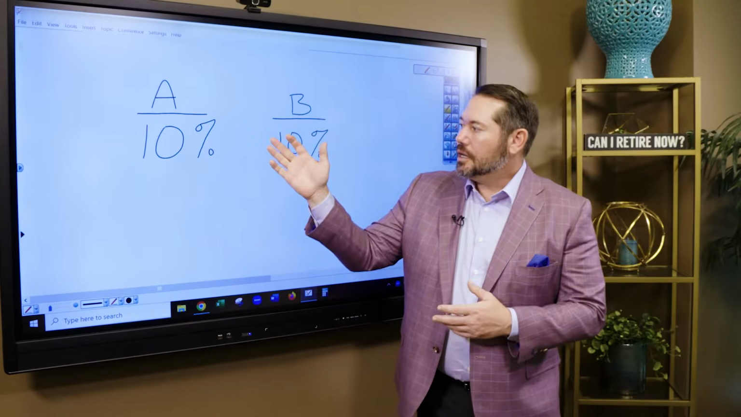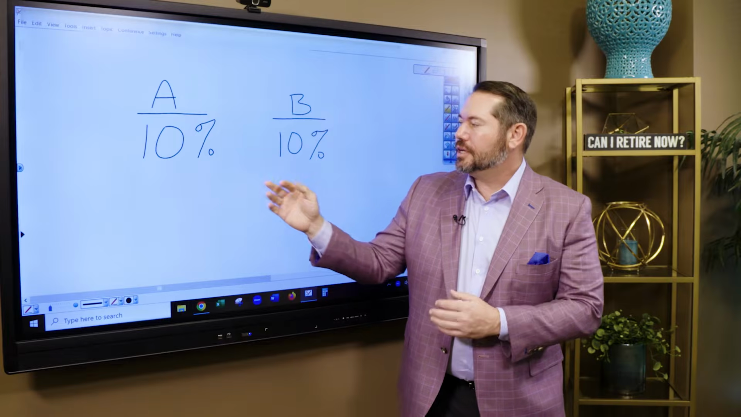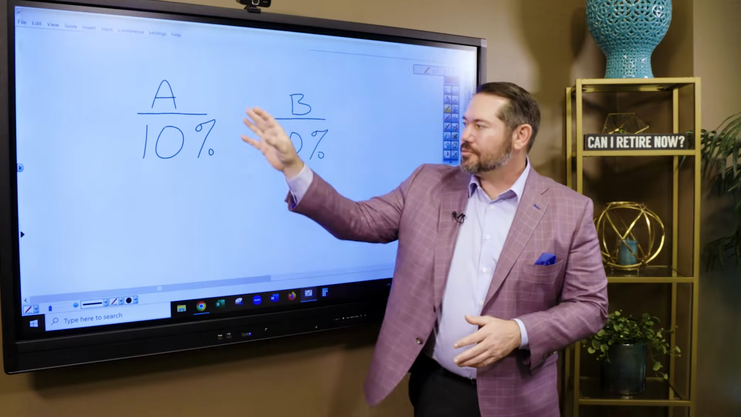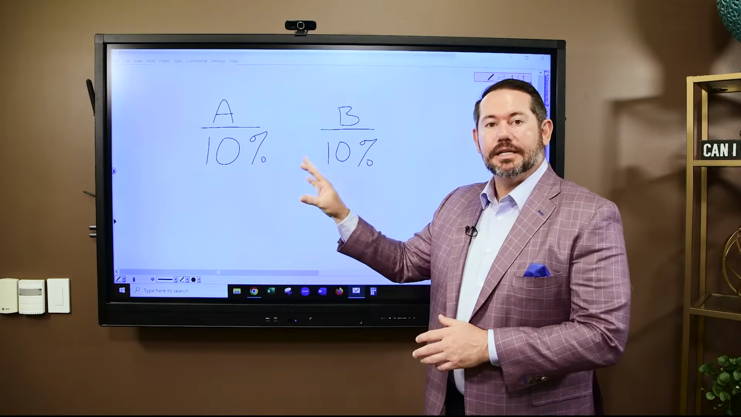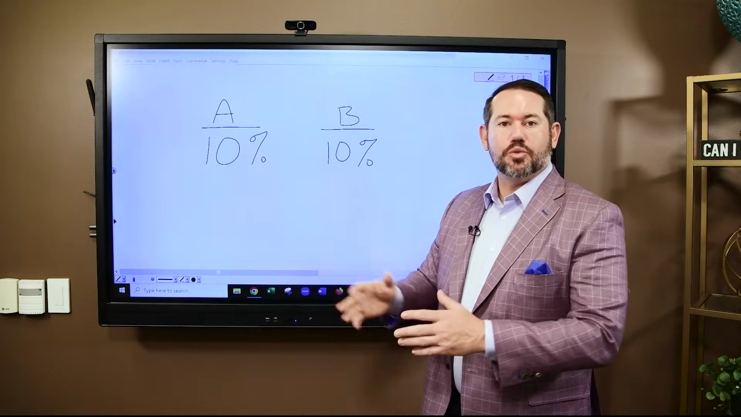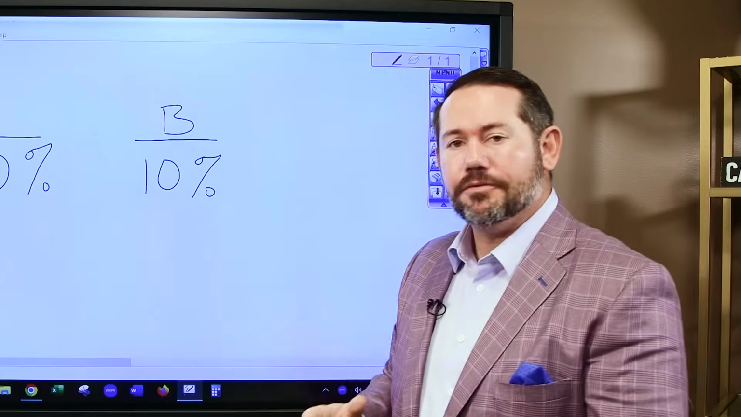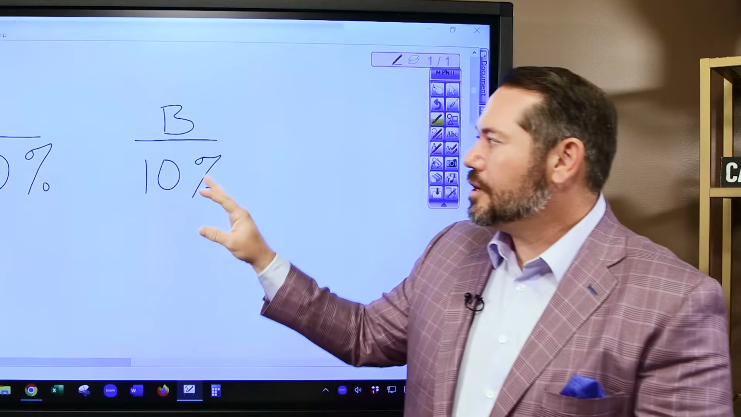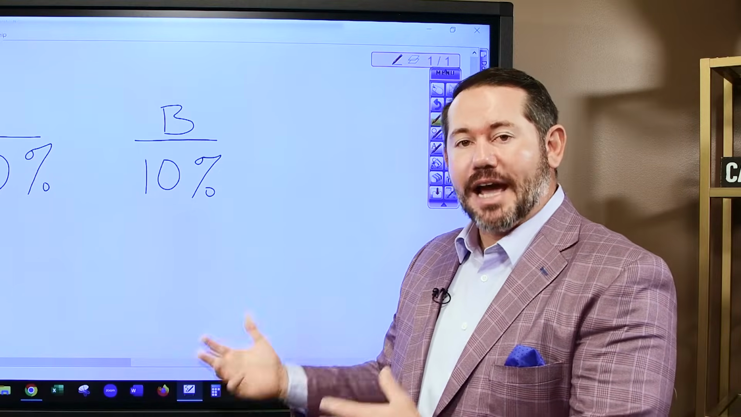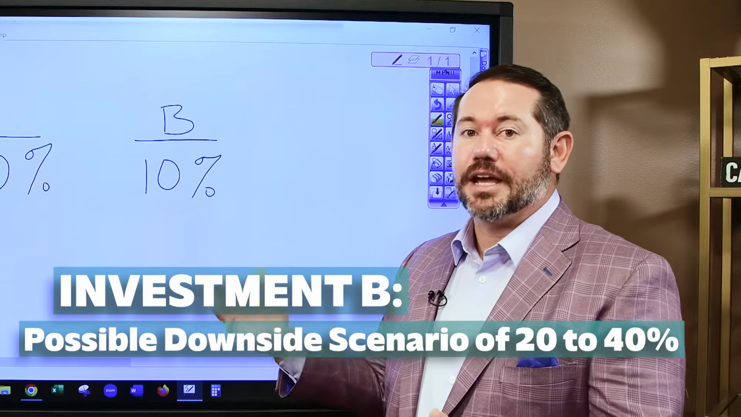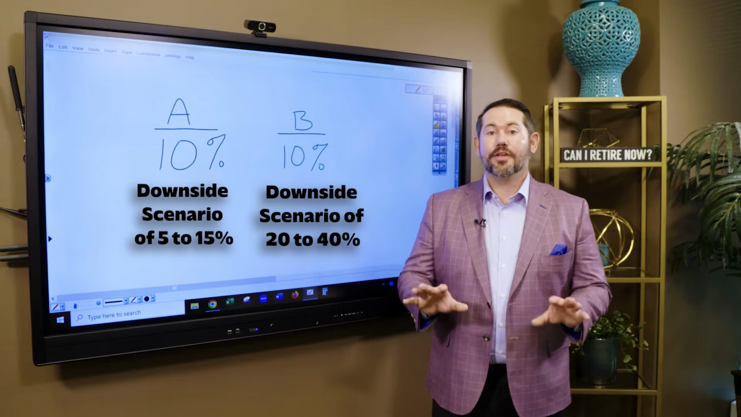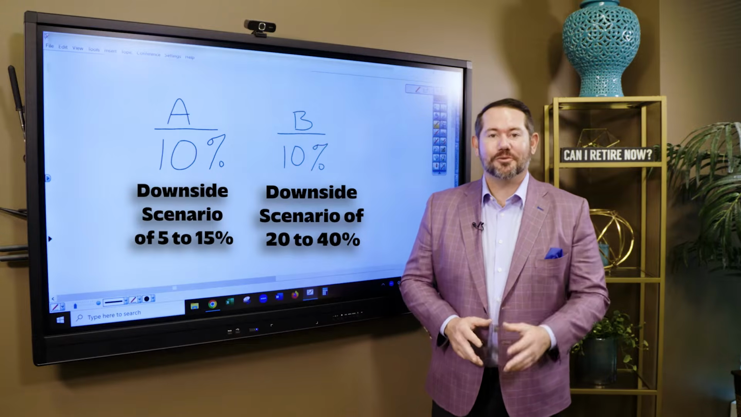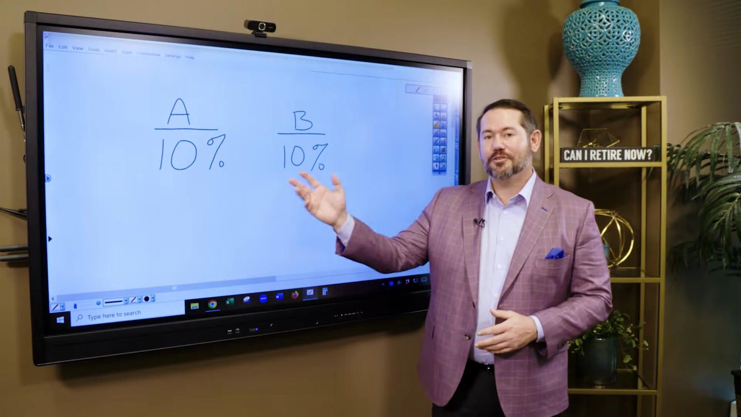So with a high degree of statistical confidence, we could analyze and say investment A had a likely downside scenario of somewhere between 5 to 15%. If a different set of outcomes or circumstances occurred, that's the risk profile. But investment B had a possible downside of -20 to -40%. Now, with that new bit of information, which investment would you choose? Investment A or investment B?